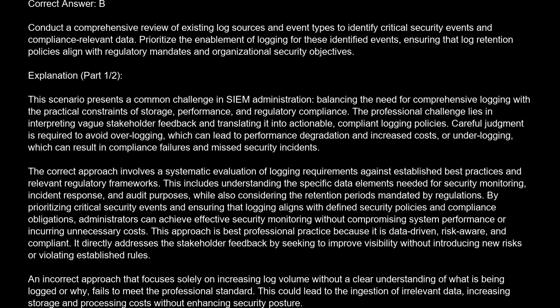The correct approach involves a systematic evaluation of logging requirements against established best practices and relevant regulatory frameworks. This includes understanding the specific data elements needed for security monitoring, incident response, and audit purposes, while also considering the retention periods mandated by regulations. By prioritizing critical security events and ensuring that logging aligns with defined security policies and compliance obligations, administrators can achieve effective security monitoring without compromising system performance or incurring unnecessary costs.